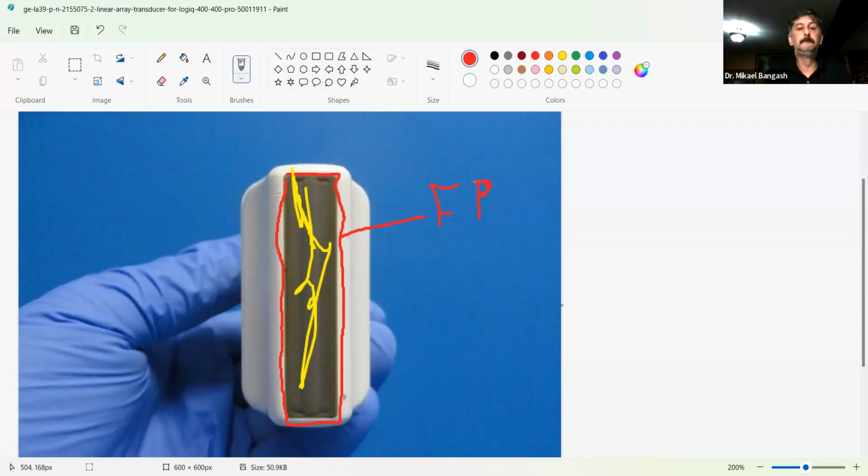Is that clear? Okay. So all this area here, there is your footprint.